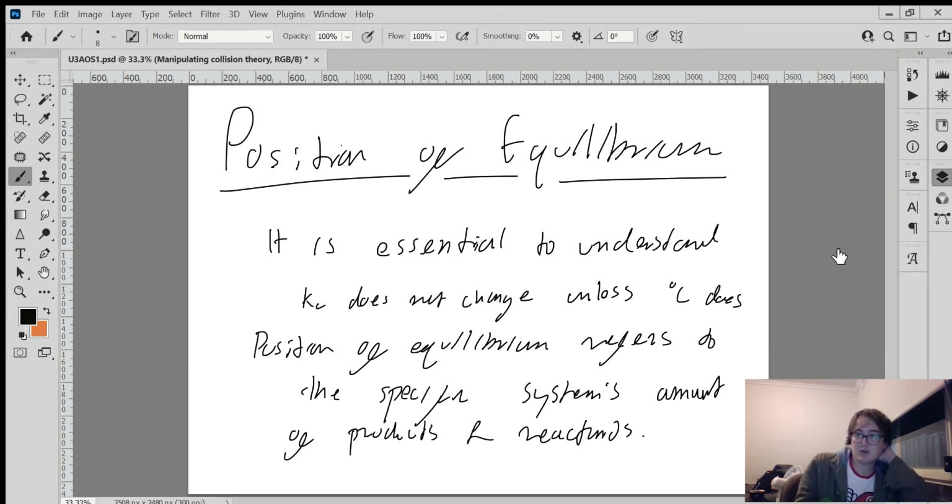Now, more on the position of equilibrium, it's essential to understand that Kc, or the equilibrium fraction, does not change unless temperature does. Position of equilibrium refers to the specific system's amount of products and reactants, or its yields, or there's a few different ways to say it. It really depends on what makes sense to you. That's not something I can tell you. Hopefully you already know by now, but understanding exactly what the position of equilibrium is very helpful to being able to word your questions and understand your answers.